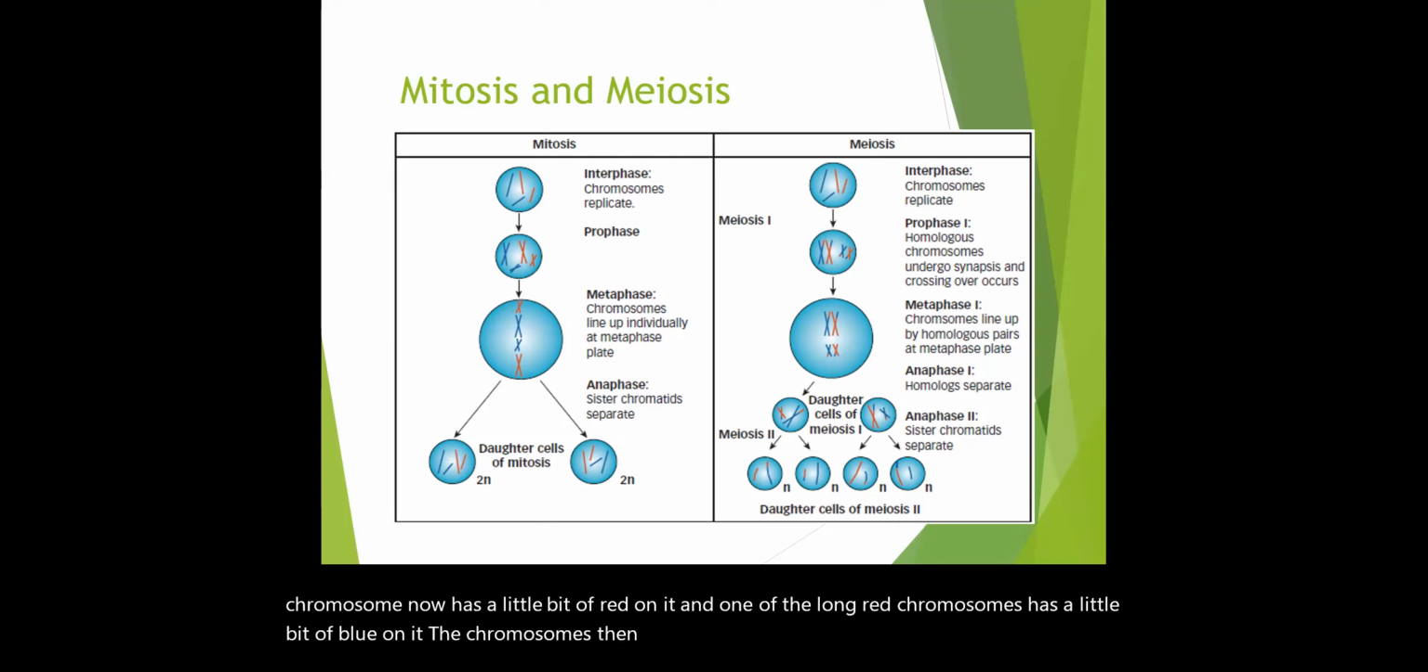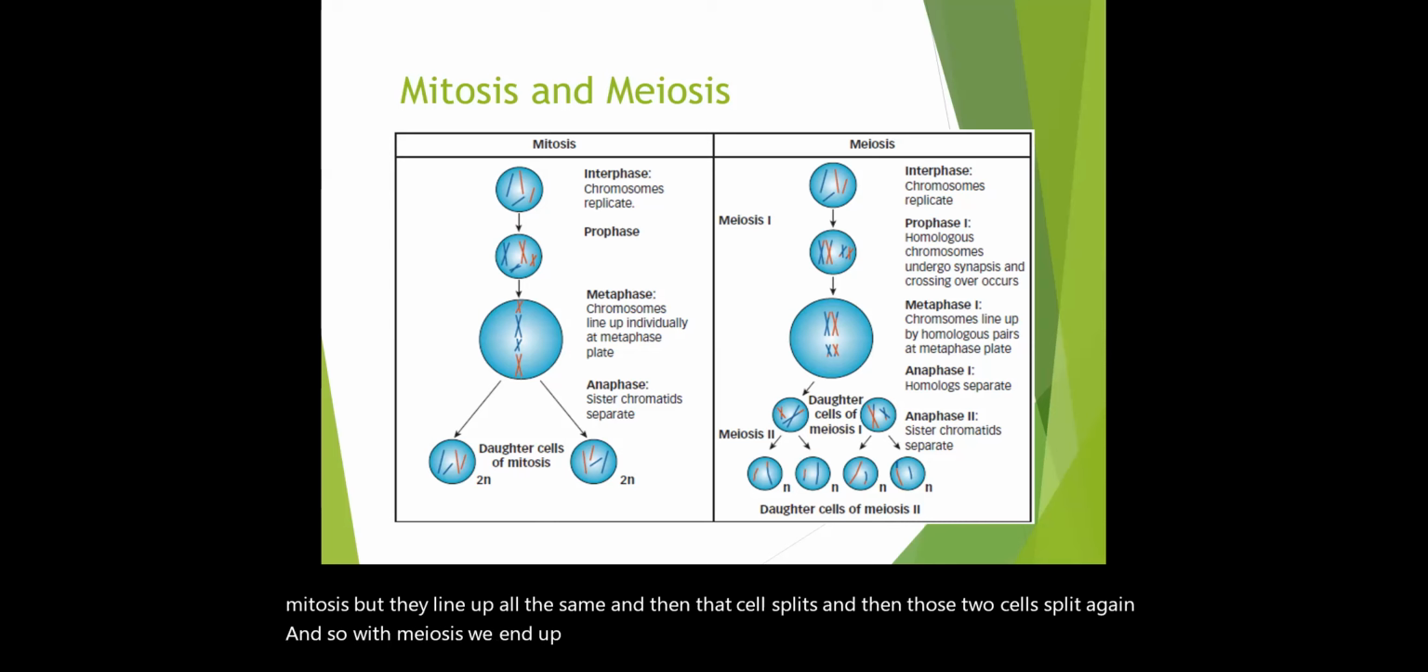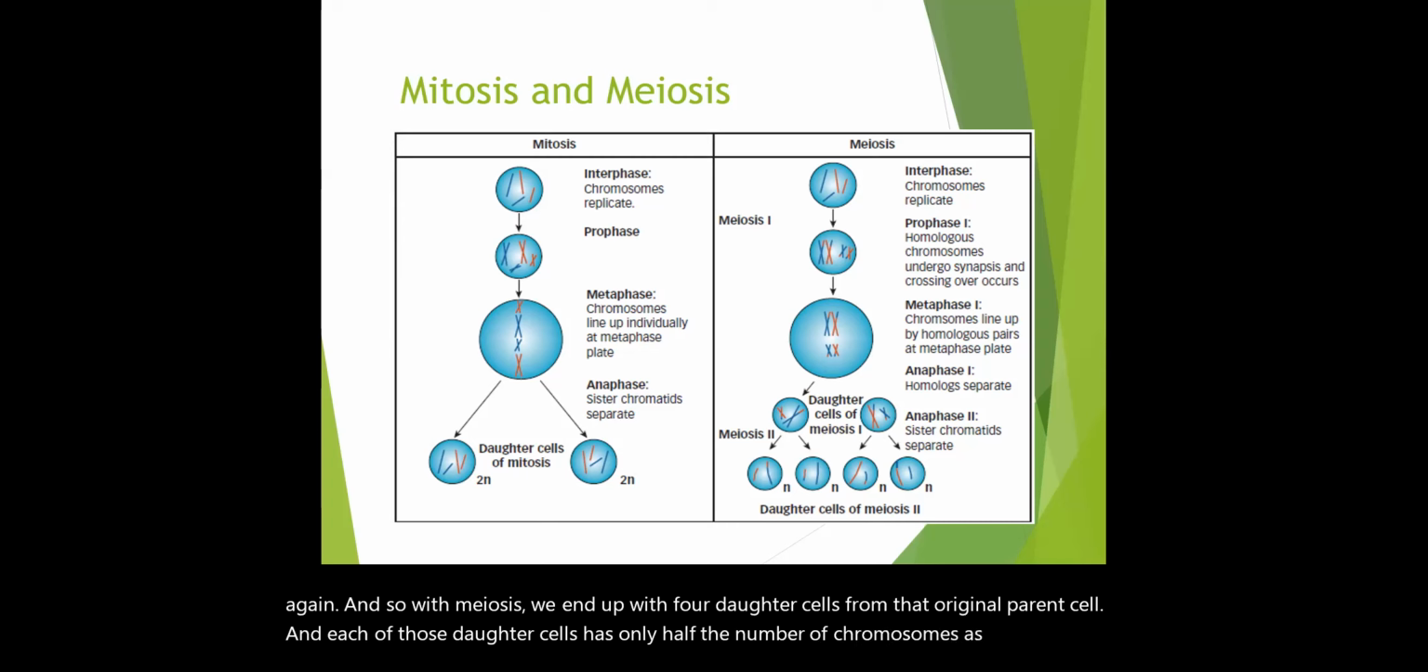They line up a bit differently than they do with mitosis, but they line up all the same. And then that cell splits, and then those two cells split again. And so with meiosis, we end up with 4 daughter cells from that original parent cell. And each of those daughter cells has only half the number of chromosomes as that parent cell.